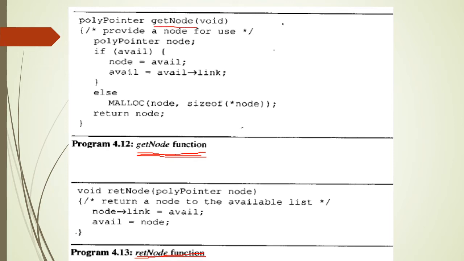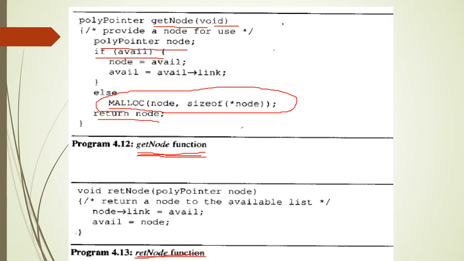The name of the function is getnode. It's not taking any parameters. Here, polypointer node, it will check whether the value of avail is null. If the value of avail is null, it means there is no free node in the heap area of the memory. If that is the case, it will call the malloc function, create a new node, and return that newly created node to your program.